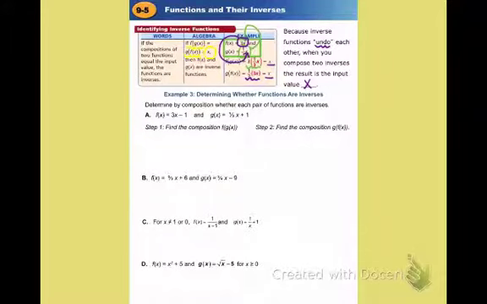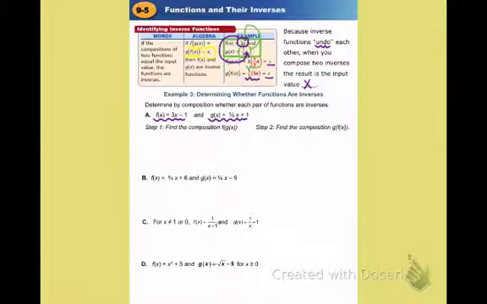Let's take a look at an example of a couple of relations that we might want to see if they are inverses of each other. In example A, I have f of x, which is 3x minus 1, and I have g of x, which is 1/3 x plus 1.